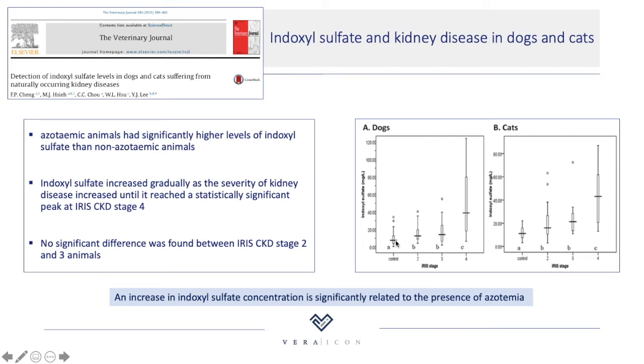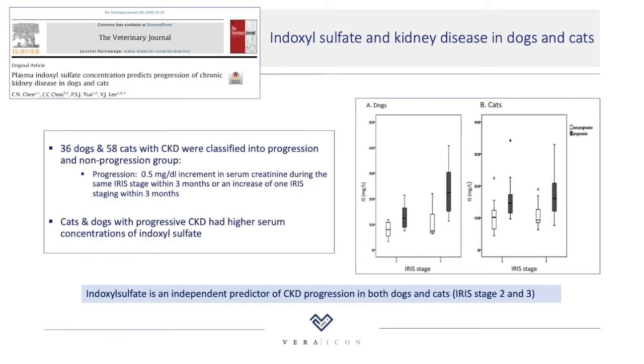So basically, we now know from this study that indoxyl sulfate will go up as CKD becomes worse, and thus the serum indoxyl sulfate concentration is related to the presence of azotemia. Then there was this second study where they went a step further.